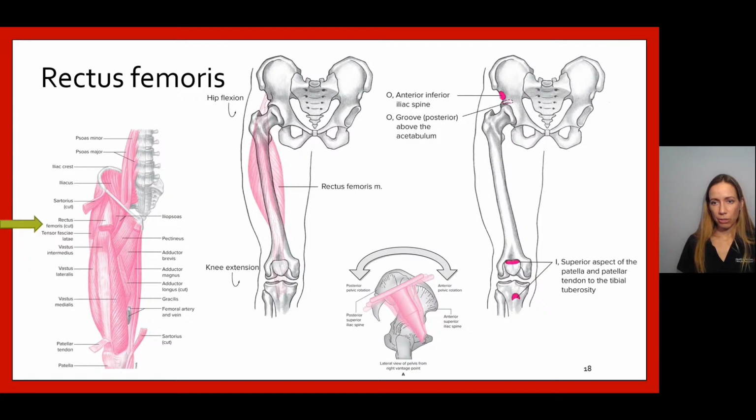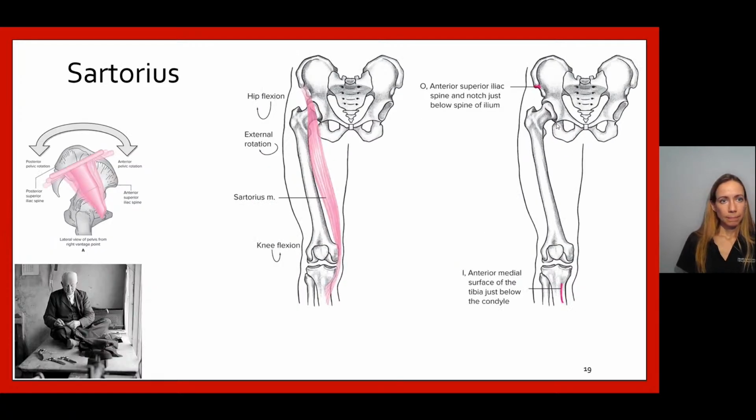This muscle is going to be used with the quadriceps group, so any sort of powerful locomotion type activities, running or jumping. And again, we'll look at it in a lot more detail in chapter 9.